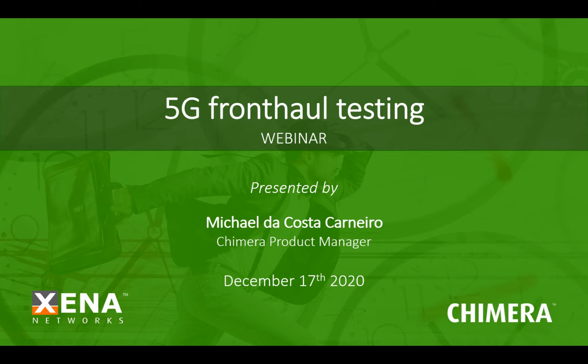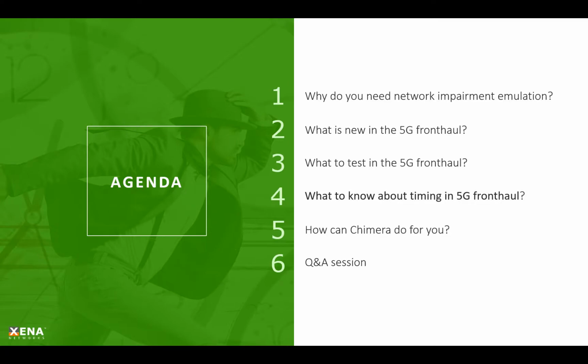Today I'll be talking about what you can do with an Ethernet impairment emulator and how it can be used to improve 5G fronthaul testing. At the end of the presentation, I'll briefly tell you about Xena Networks' own Ethernet impairment emulator called Chimera.